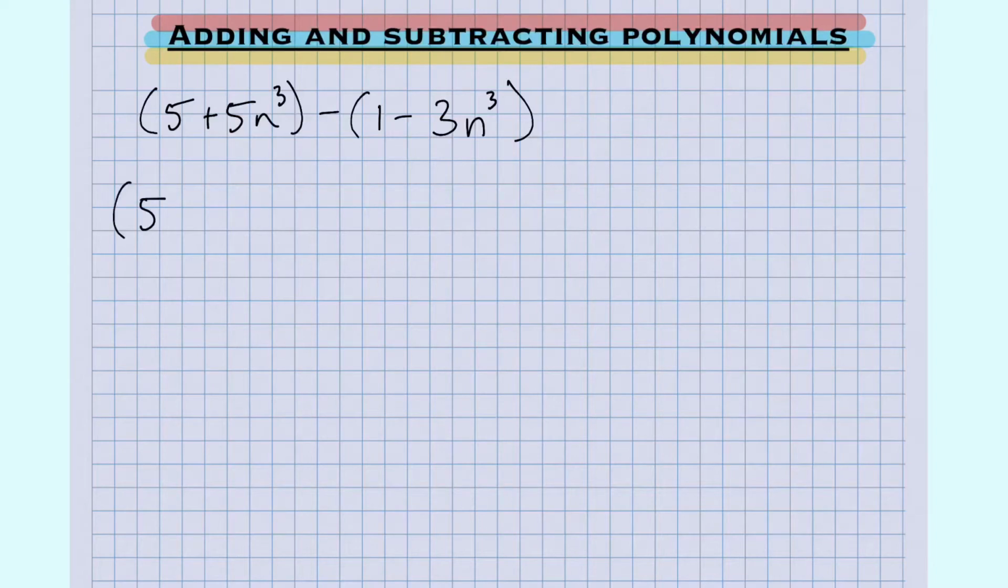So we have 5 plus 5n cubed. Now this -1, it's getting distributed in like this. So we have -1 times 1. Okay, -1 times 1 gives us -1. We have -1 times -3n cubed. Okay, this is an entire term, -3n cubed. So -1 times -3n cubed, that's negative times a negative. It gives us a positive 3n cubed.